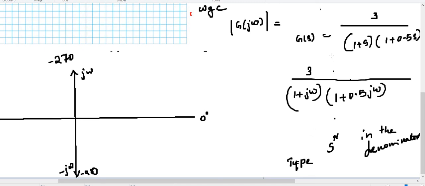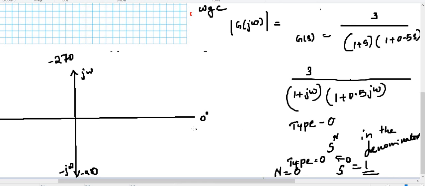In order to have open loop poles at the origin, you should have an s raised to n term in the denominator. Here you can see that there are no integral terms in the denominator, only two first order terms. Otherwise, we can say it is s raised to 0, which is equal to 1. So what is the value of n here? The value of n here is 0, and the system is a type 0 system.